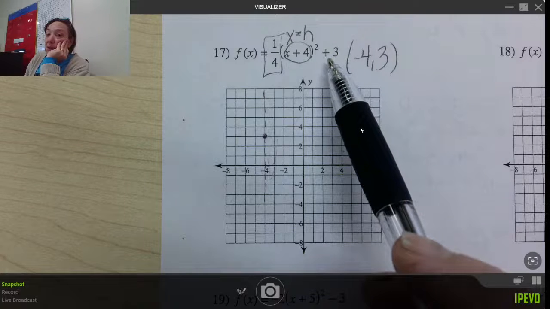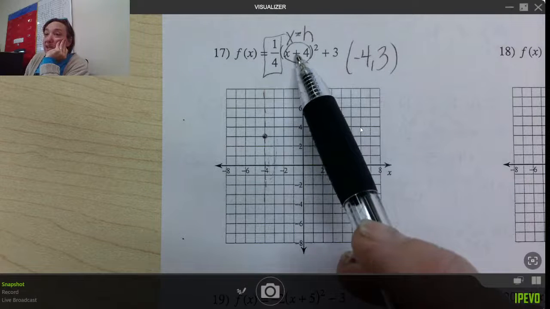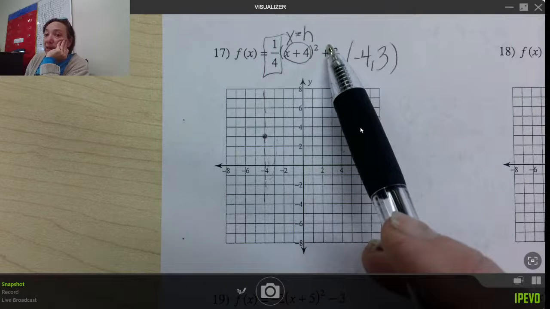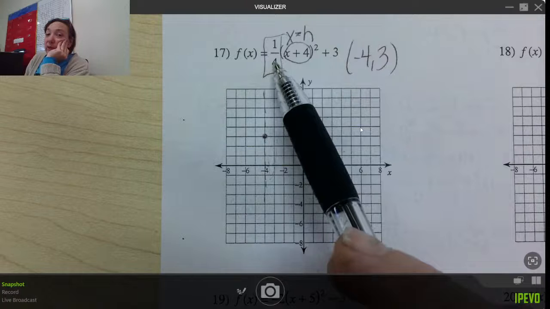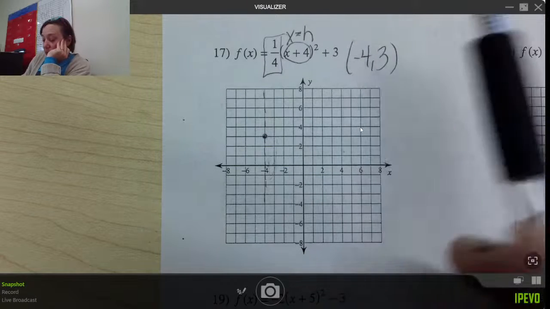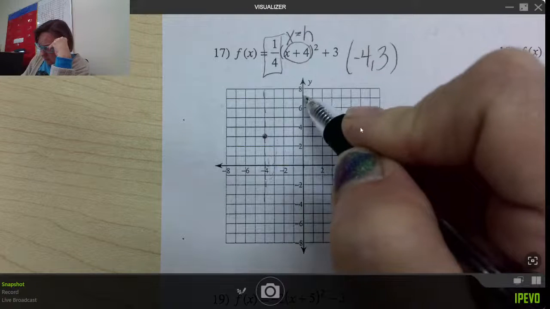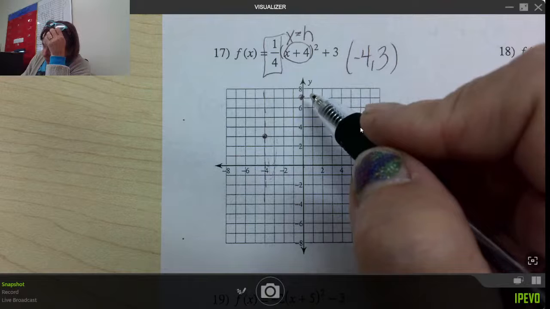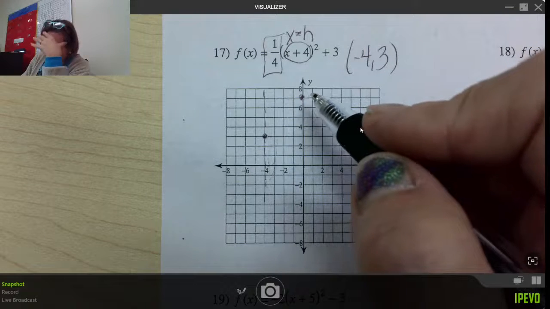What if we just did 0? How would we do this? If we put 0 in there, what's 0 plus 4? 4. And then we square it, 16. Divide that by 4, 4. Plus 3, 7. So 0, 7. And then we match it on the other side.